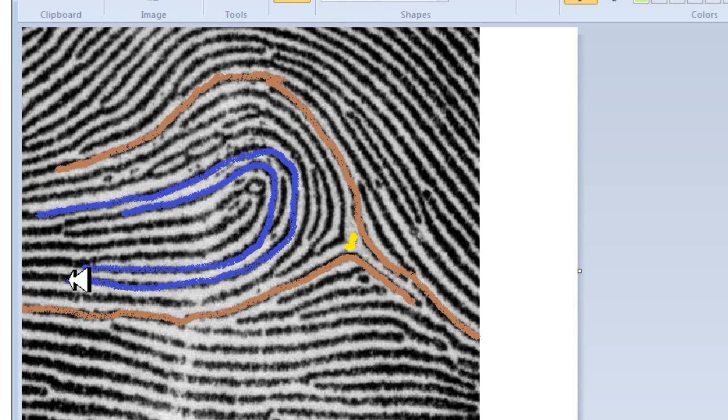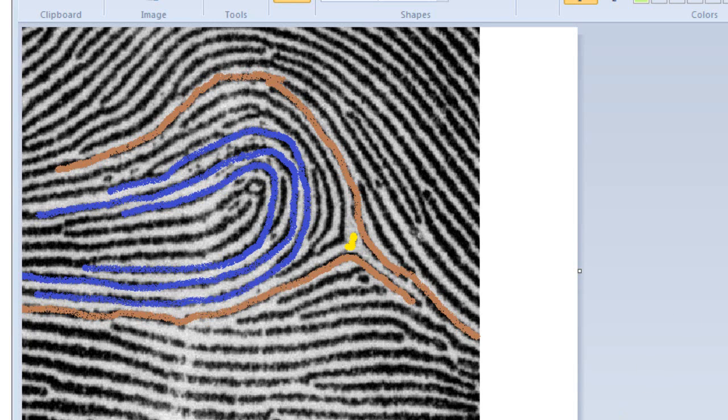You probably won't find the term recurve in the dictionary. It's just a fingerprint one. Let's do one more recurve. I'm following along, and there's my recurve, and it's coming back to the same side. Hopefully you recognize how outwardly different this is from the arch and the tinted arch.